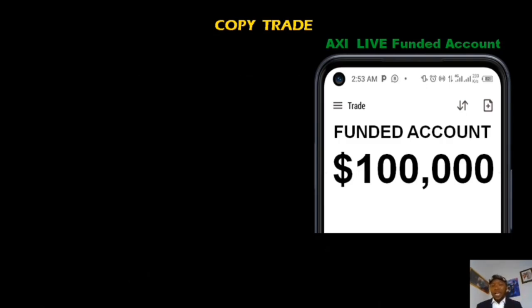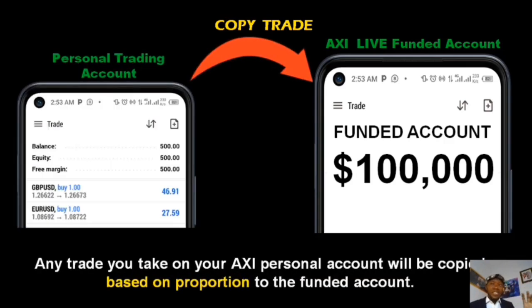Now, you need to understand this, that you don't have access to the funded account login details, meaning that you cannot trade on your funded account. If you have a funded account of $100,000, you can't trade on it. What do you do? You trade on your personal trading account. Every trade you take on your personal trading account of $500, $1,000, or whatever is on your personal account, every trade you take there copies automatically to your live funded account, your instant funded account. I mean your live funding, your huge capital.